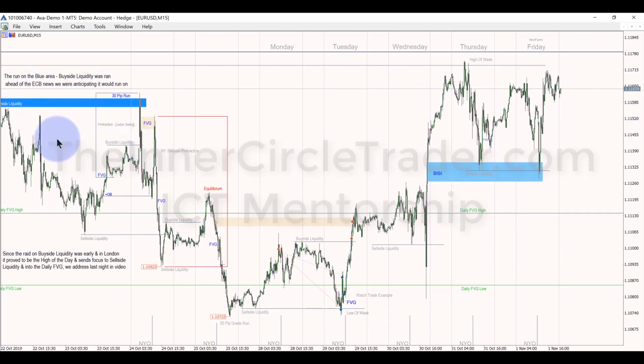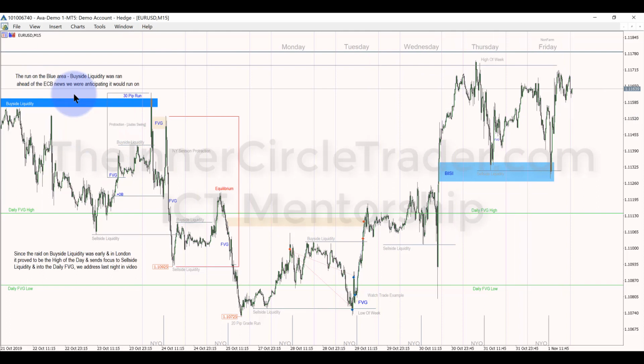So this was that area we were looking for to run on the ECB news, because it didn't do that. It dipped down into the fair value gap on the daily. That's this green line here. Okay, the top of the fair value gap and the low of the fair value gap. All of that running in here. That's all this price action. We whipped through it, whipped down through it again, whipped down through it again, and then reacted, traded back up.